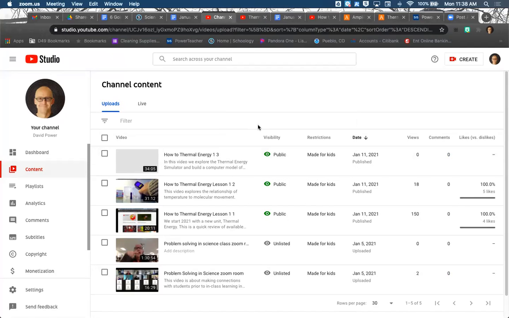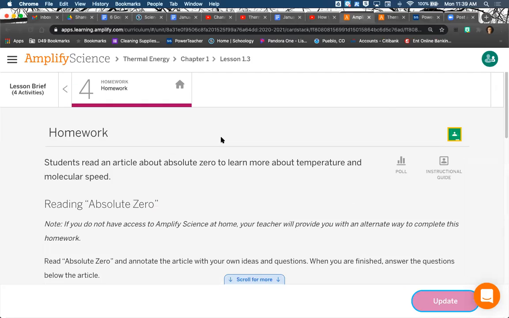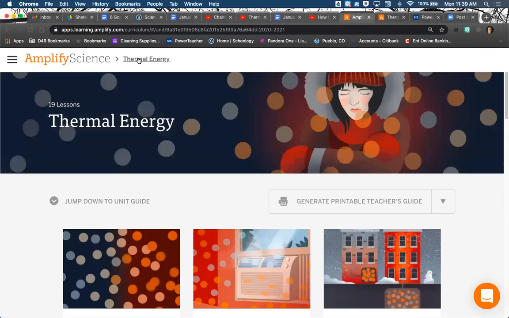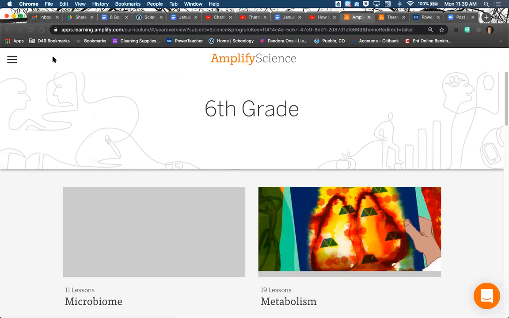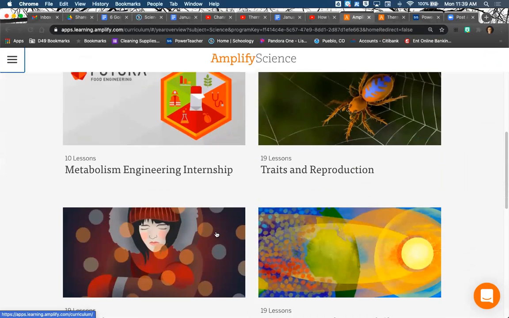Let me clear and optimize, and let's begin. We left off at lesson 1.3 on my screen. So let's go back to thermal energy, which if you're looking for thermal energy, you can find it by going to Amplify Science. So let's go back to our home page. Remember, the simulator is in the pull-down menu, but it's also linked down here.